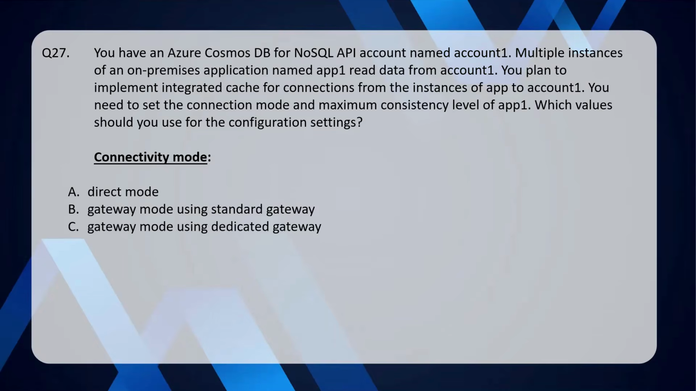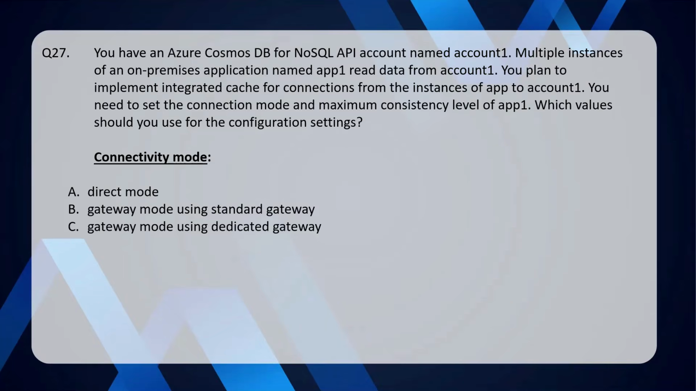You have an Azure Cosmos DB for NoSQL API account named account1. Multiple instances of an on-premise application named app1 read data from account1. You plan to implement integrated cache for connections from the instances of app1 to account1. You need to set the connection mode and maximum consistency level of app1. Which values should you use for the configuration settings?